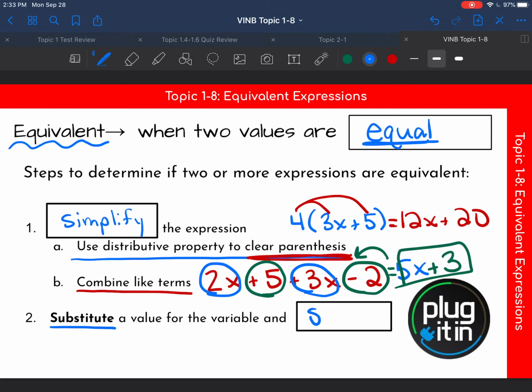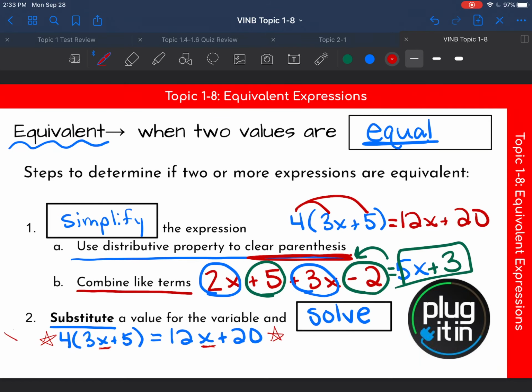Now, another thing we can do besides just simplifying the expression, another little trick, is to substitute a value for the variable and solve. For example, 4 parentheses 3x plus 5, we said, is equivalent to 12x plus 20. A way we can determine that is to plug in a number for x and solve. And if we get the same number on both sides, we know they're equivalent. So I'm going to pick a nice easy number. Let's say x equals 2.